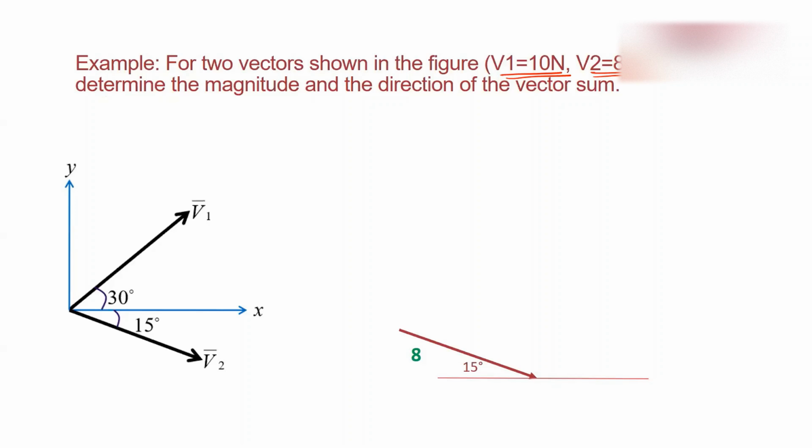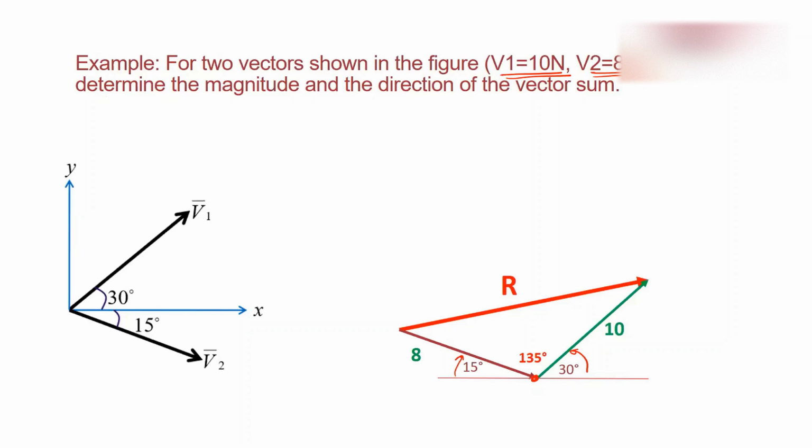Then I'm going to draw V1 head to tail. So I'm connecting to the head of this one and I'm drawing V1. V1 is 10 newtons and it is making 30 degrees with the x-axis. Now the start to end gives us the resultant force. We need to find the direction and also the magnitude of this R.